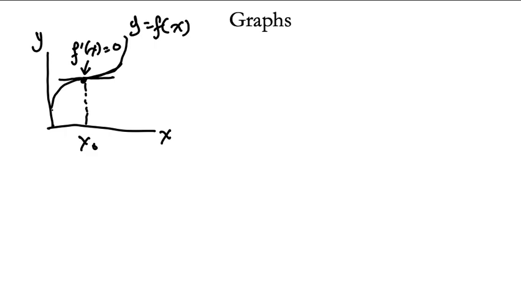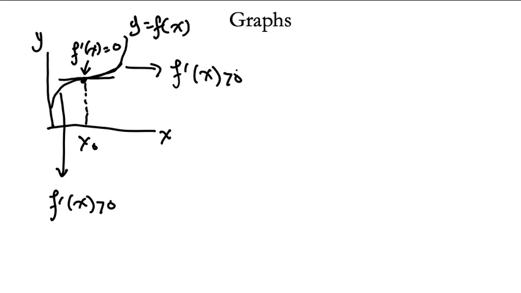You can see the curve before x naught is upsloping. After x naught, it is also upsloping. So if it is upsloping, that means the slope, or f prime x, is positive. After x naught, if it is upsloping, then f prime x is also positive, isn't it? So can you see the sign of f prime doesn't change after the critical value of x naught?